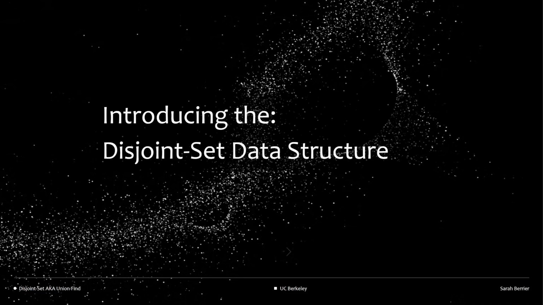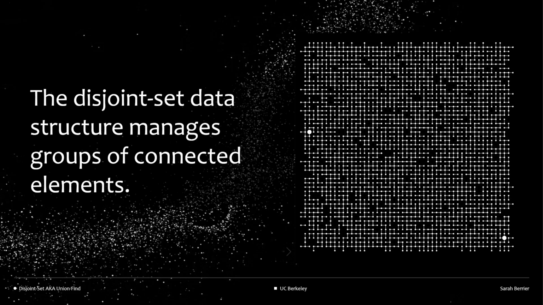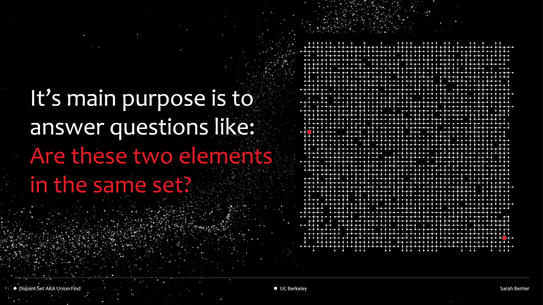Enter the disjoint set data structure. What exactly is a disjoint set? It's a collection of sets that do not overlap. The disjoint set data structure manages groups of connected elements, and its main purpose is to answer questions like, are these two elements in the same set?